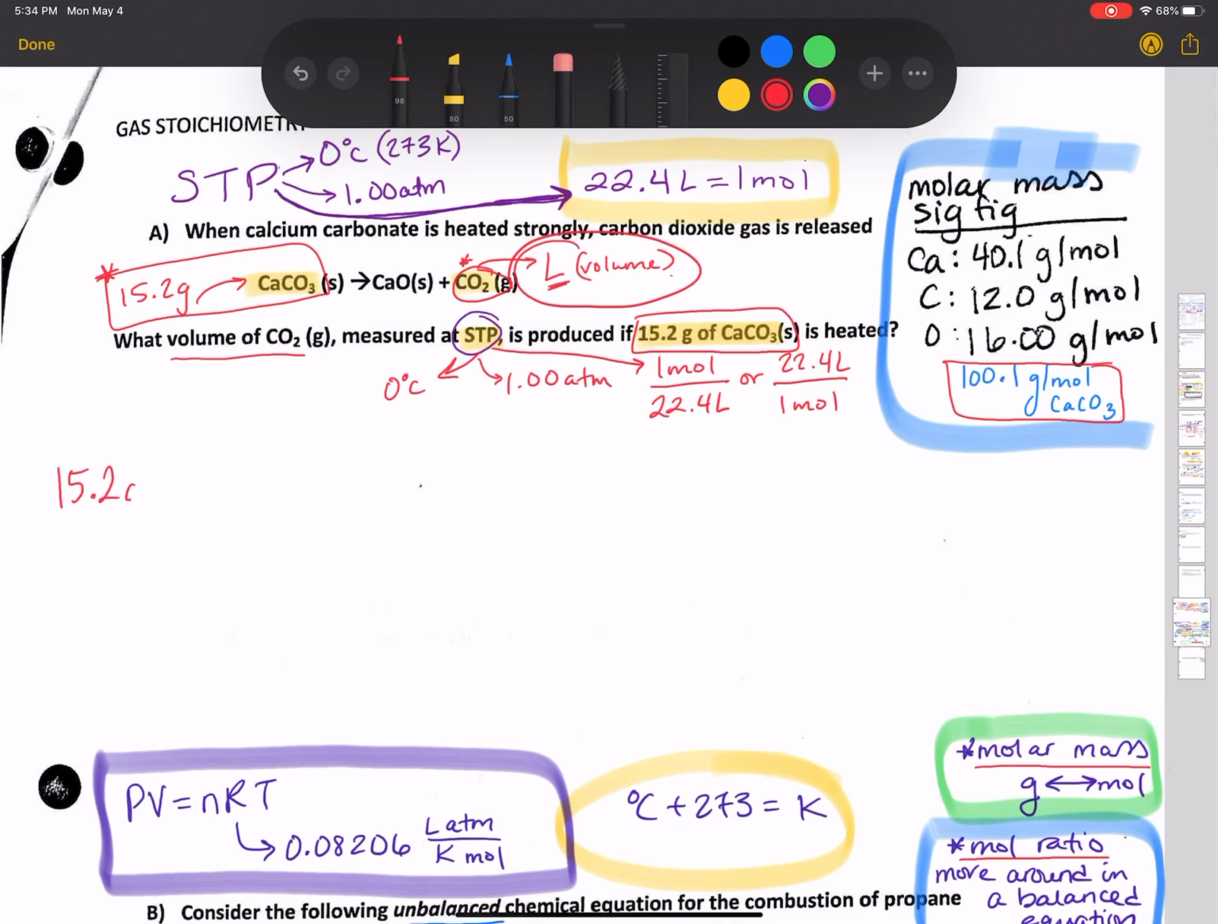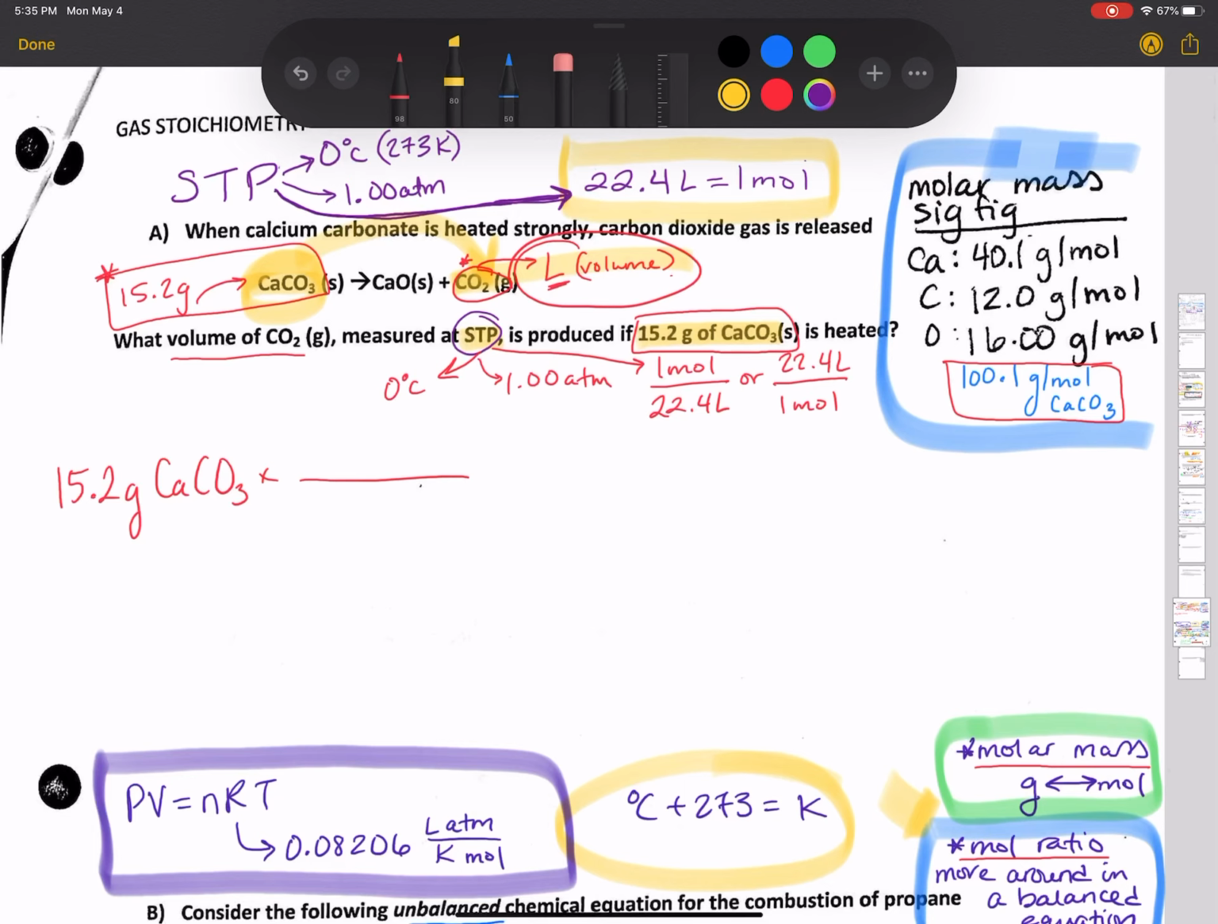So I have 15.2 grams of calcium carbonate. I know that I want to get out of grams of calcium carbonate, and I want to eventually get to volume of CO2. CO2 and calcium carbonate are not the same thing. And notice that I'm going to have to move around in my balanced equation. I'm going to have to go from calcium carbonate to CO2. So I'm going to have to use mole ratio, but not yet.